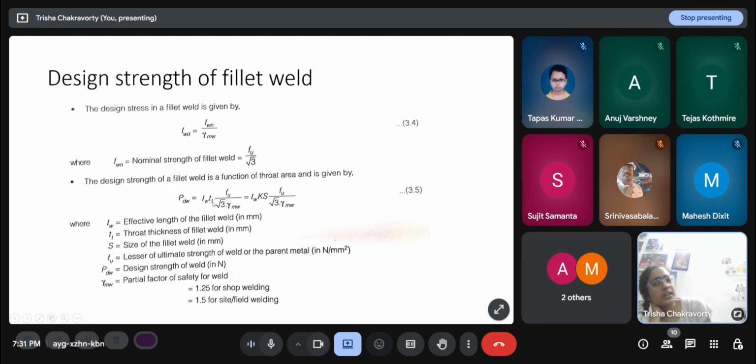LW and TL, you can understand that the larger the length or larger the throat thickness, the strength will increase. So they are all multiplicative. Fu is the lesser of the ultimate strength of weld or the parent material, and we have to divide it by root 3, and the factor of safety is put in the denominator.